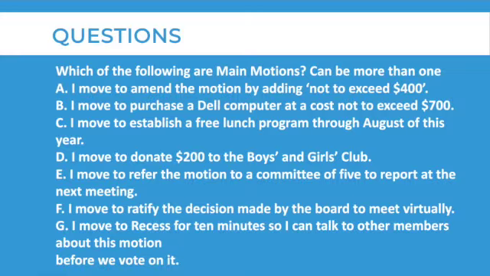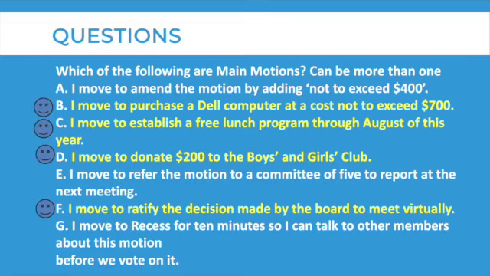E, I move to refer the motion to a committee of 5 to report at the next meeting. F, I move to ratify the decision made by the board to meet virtually. G says, I move to recess for 10 minutes so I can talk to another member about this motion before we vote on it. So which of the following, A, B, C, D, E, F, or G, are main motions? And it can be more than one choice.